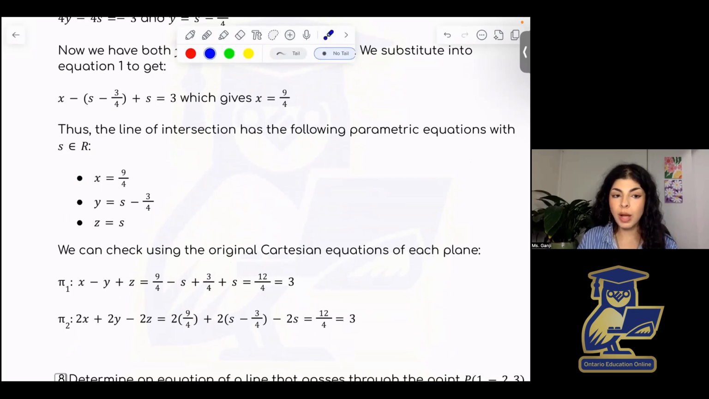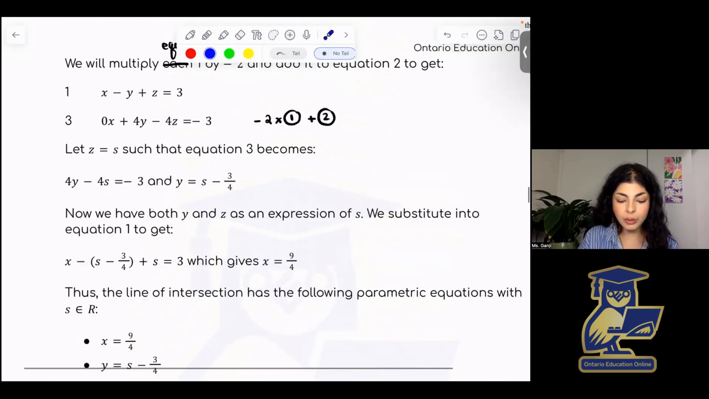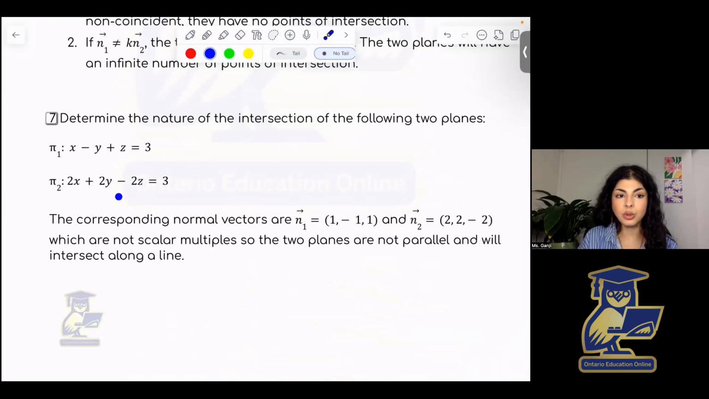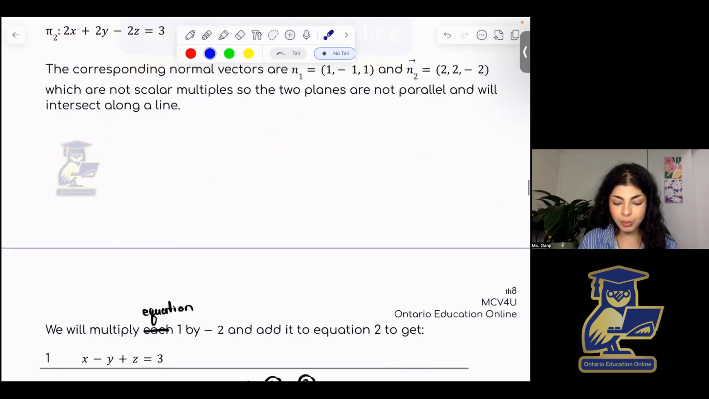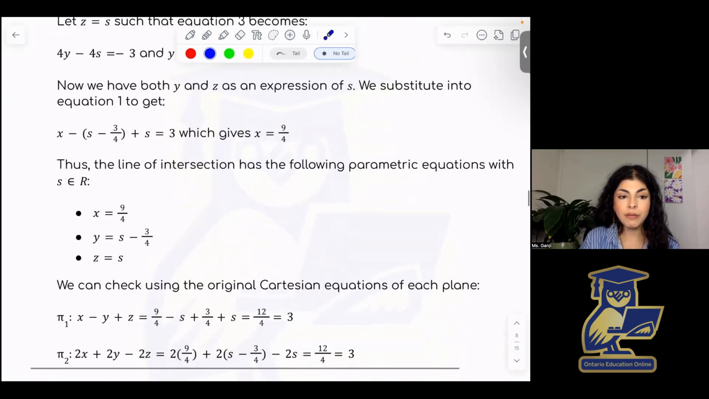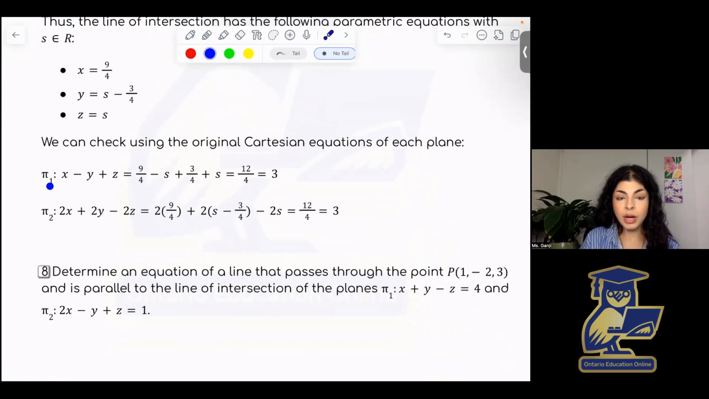Now we also do a check. Going back to our two Cartesian equations for the two planes, I want to check that those x, y, and z expressions in parametric form satisfy those two planes. So here, substituting into the equation of plane 1, I get 3, which is what we wanted. And the same with plane 2, I get 3, which is what I wanted. So yes, that is the line of intersection for the two planes. Any point on this line will be a point of intersection of the two planes.